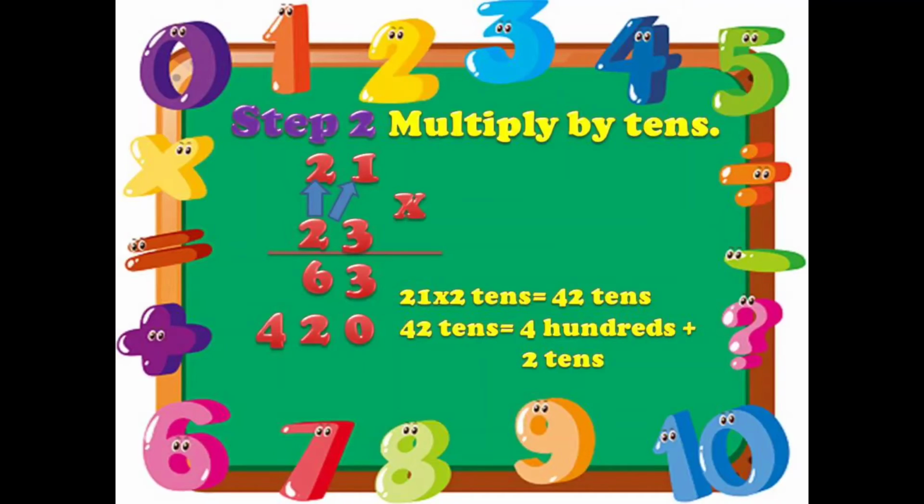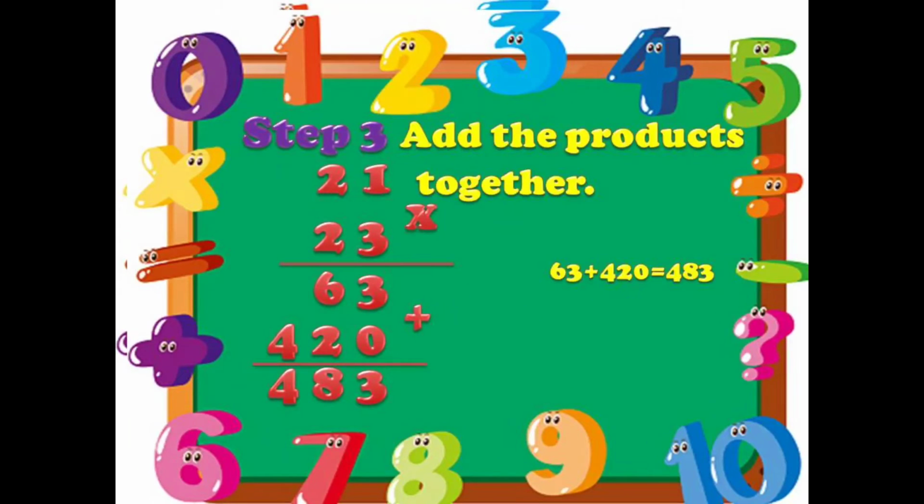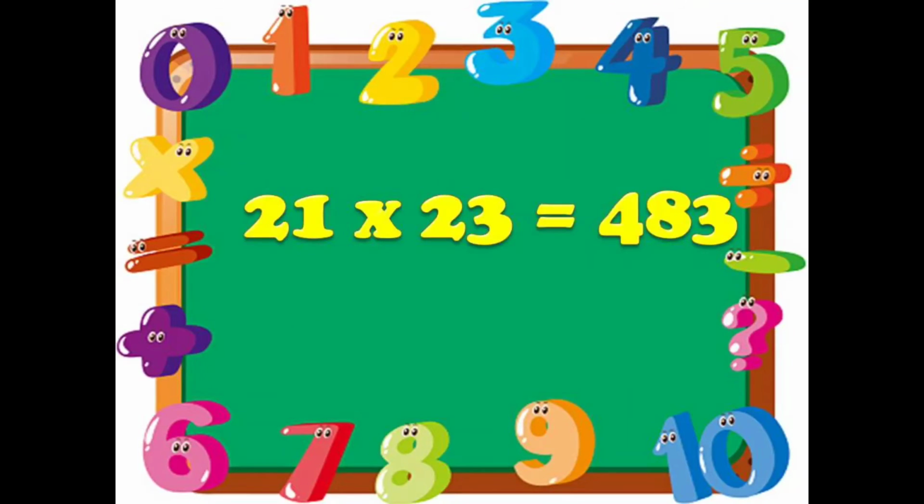So 21 times 2 is equal to 42, and then we add 0 at the end of the product. The third step is add the products together. So 3 plus 0 is equal to 3, 6 plus 2 is equal to 8, and bring down 4. The answer is 483. So 21 times 23 is equal to 483.